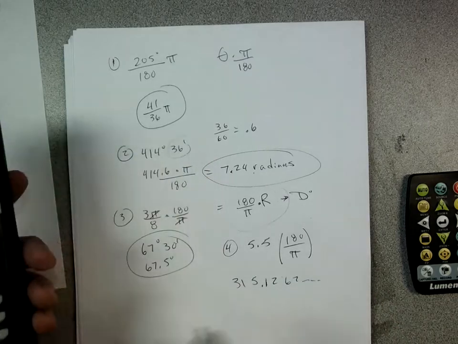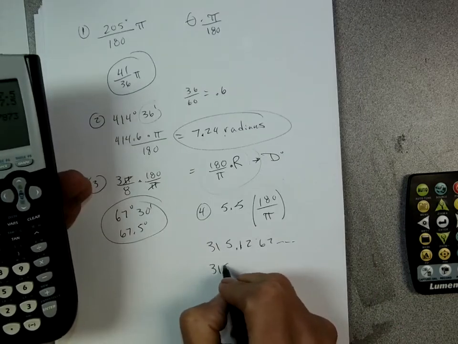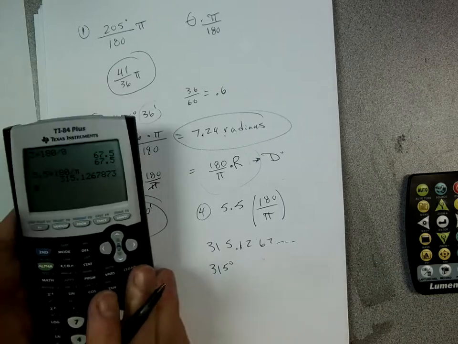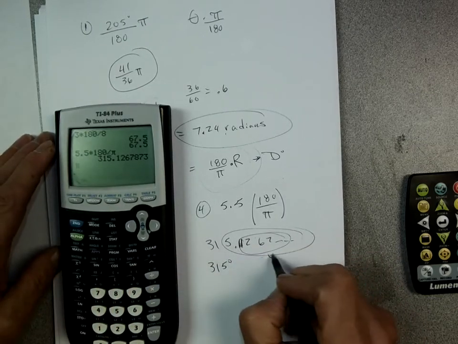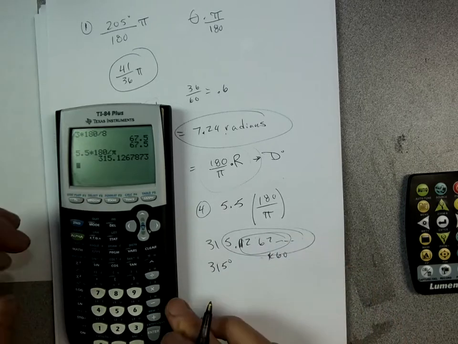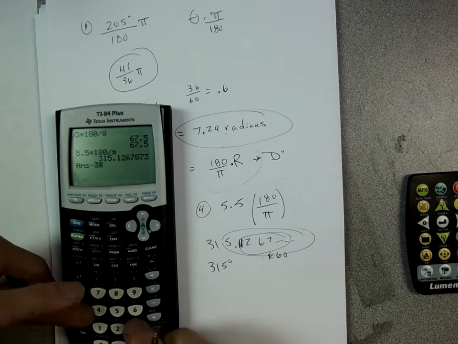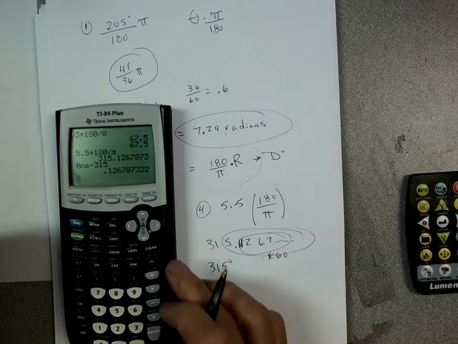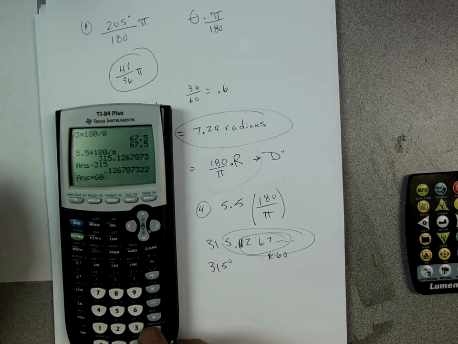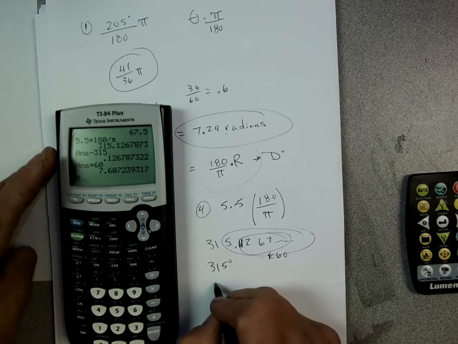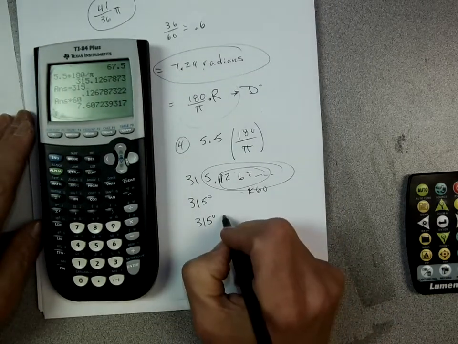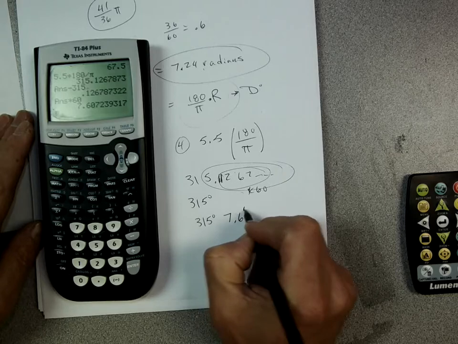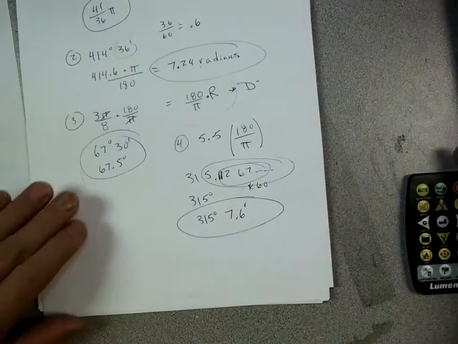Okay, so I know for sure my answer is 315 degrees, but this 0.1267 and so on, we're just going to take that and multiply it times 60. So watch on the calculator. I'll subtract out my 315 and I'm just left with the decimal. Multiply that times 60 to convert it to minutes and I get about 7.6. So my answer is going to be 315 degrees and about 7.6 minutes. Okay. Let's move on.